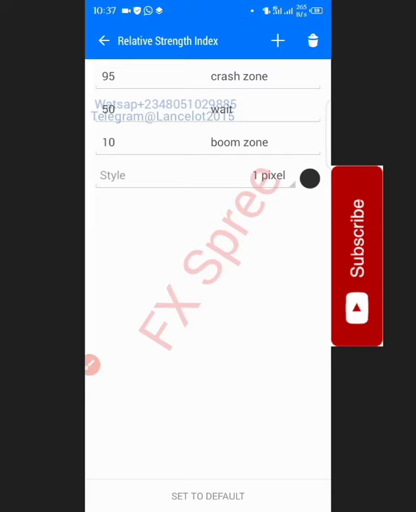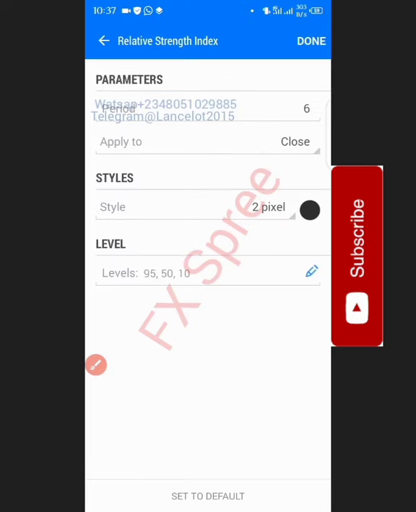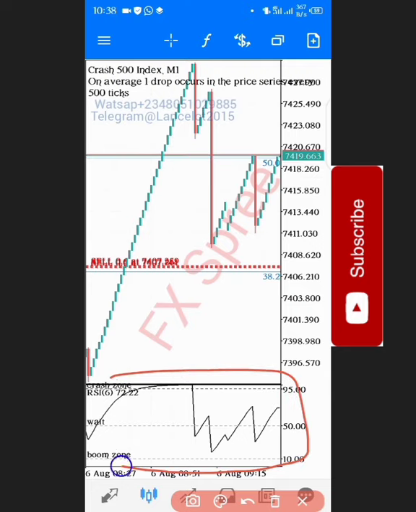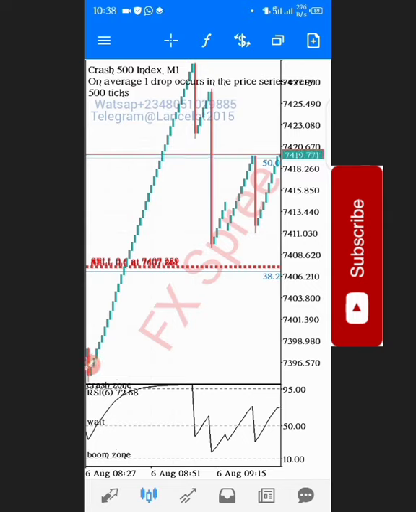All right. So the style is 1 pixel and any color of your choice. When you are done doing that, you go to arrow back, then you click on done. Done. So you have the setup here, as you can see. That is the setup on the screen. So after that, let's look at the tips, as I said earlier.